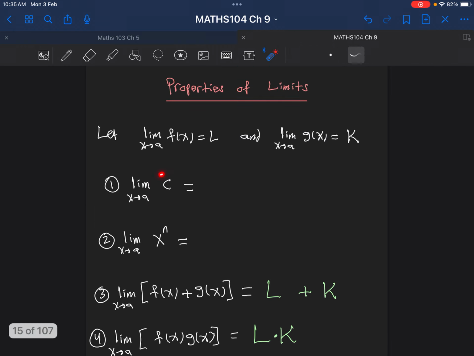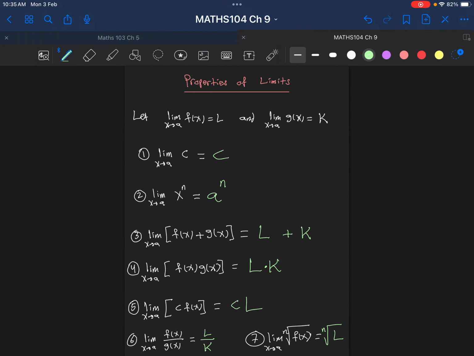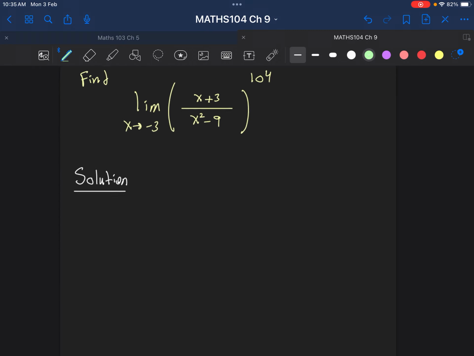Now, if there is no x and we are trying to find the limit, the answer will be the same as the constant c. And if we have x goes to a of x to the n, we just need to plug a instead of x, and that will give me a number. So those are some properties of the limit, which we can find very easily in our mind. Let's see one example about that.